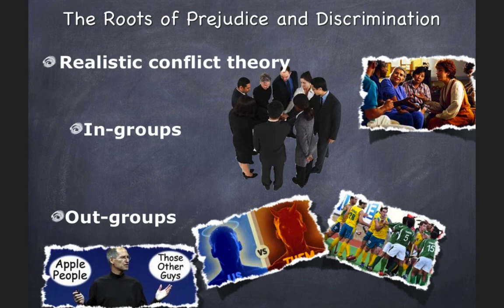Now, when we look at where prejudice and discrimination come from, there are some theories about that. One is called the realistic conflict theory. The view that as competition increases among social groups for scarce resources, so do prejudice and discrimination and hatred. We see this in a number of different cultures. Now, in order for that to occur, we need to view people in either the in-group or the out-group.